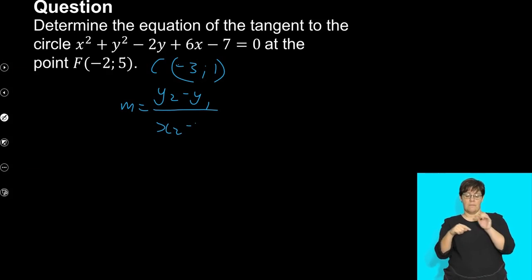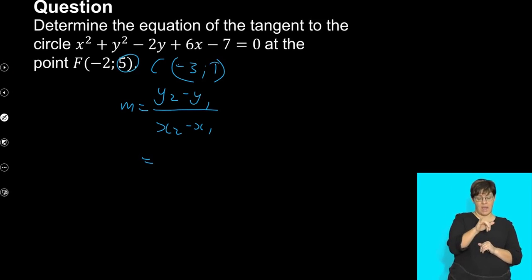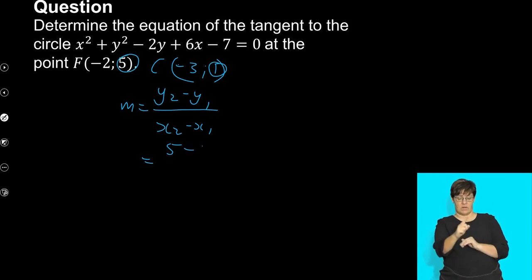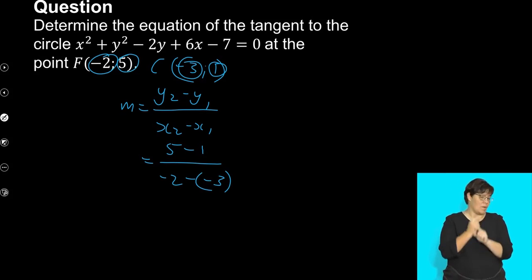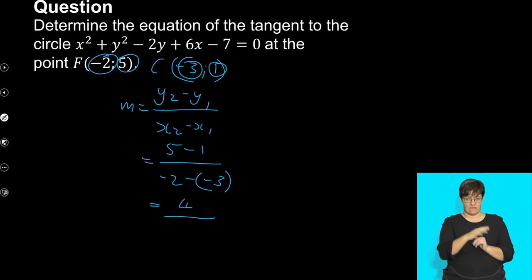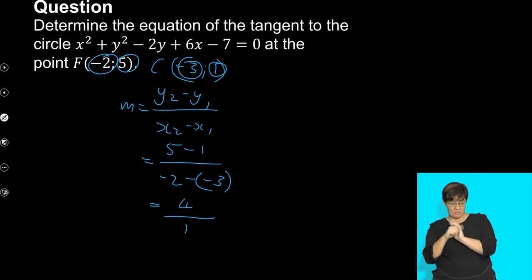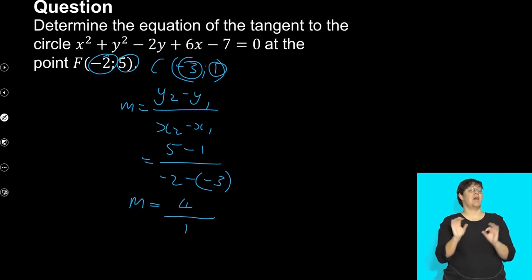My gradient was y2 minus y1 over x2 minus x1, which is going to be, y at the top, 5 minus 1, over x, minus 2 minus minus 3. And again, whenever I substitute a negative number, I'm always going to do that in a bracket. At the top, I'm going to get 4. And at the bottom, I'm going to get minus 2 minus minus 3, which is minus 2 plus 3, which is going to be 1. And so I get a gradient of my radius, which is 4 over 1.